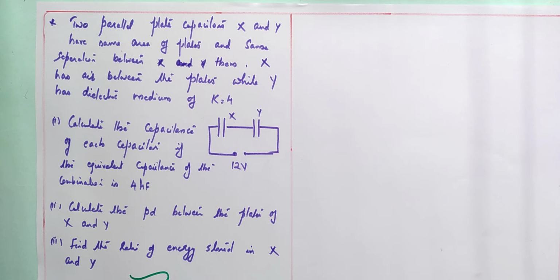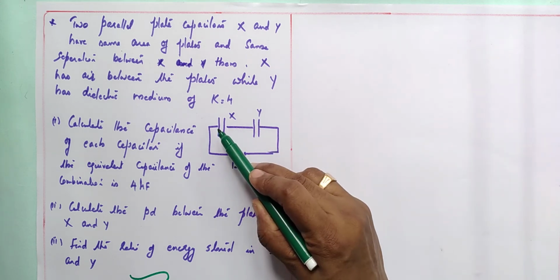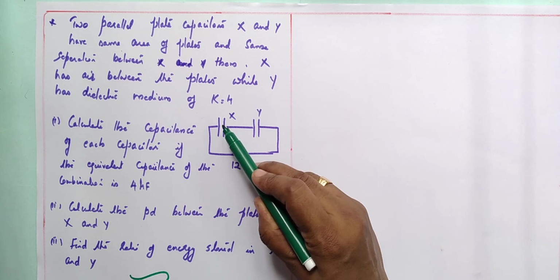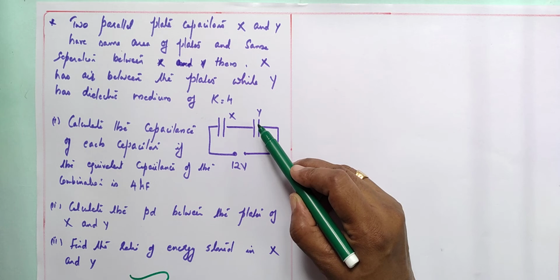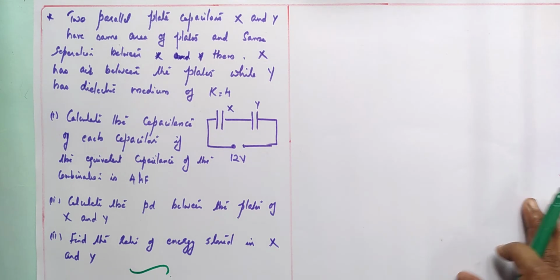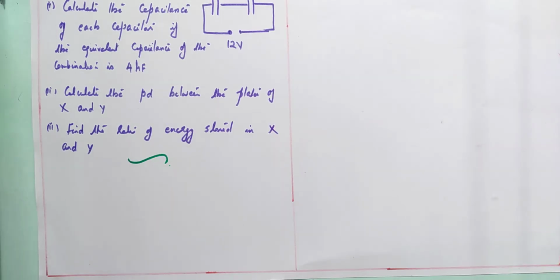Two parallel plate capacitors X and Y having the same area and same separation. Okay, so X and Y are the two capacitors having the same area and separation. But between the two plates of X, what is filled? Air is filled. Here in Y, between the two plates, what is filled? A dielectric medium of dielectric constant K equal to 4 is filled. Okay, now we have to find out the capacitance. So capacitance is given by A epsilon 0 divided by d, isn't it?